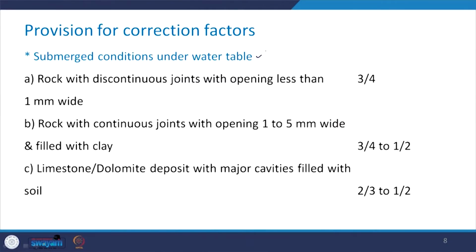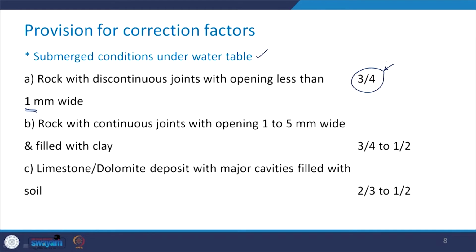The first one is the submerged conditions under water table. In case you have rock with discontinuous joints with opening less than 1 millimeter wide, the correction factor to account for the submerged conditions under water table should be taken as 3/4. So whatever bearing pressure you have obtained from the pressure versus settlement curve from the plate load test data, you should multiply by 3/4 in order to obtain the allowable bearing pressure.